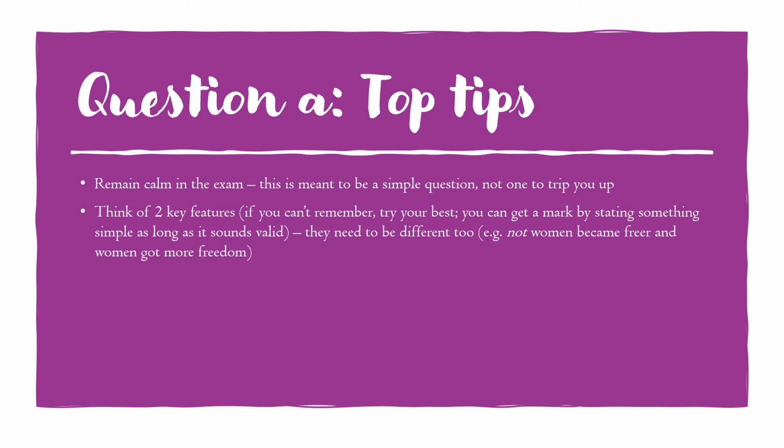Think of 2 key features that are completely different to one another. So you can see there, you can't just put women became free and then women got more freedom. That's not 2 different key features. They need to be saying different things. And always put 2, as I've said before. If you can't remember, just try your best. You can get a mark by stating something very, very simple, as long as it sounds valid.